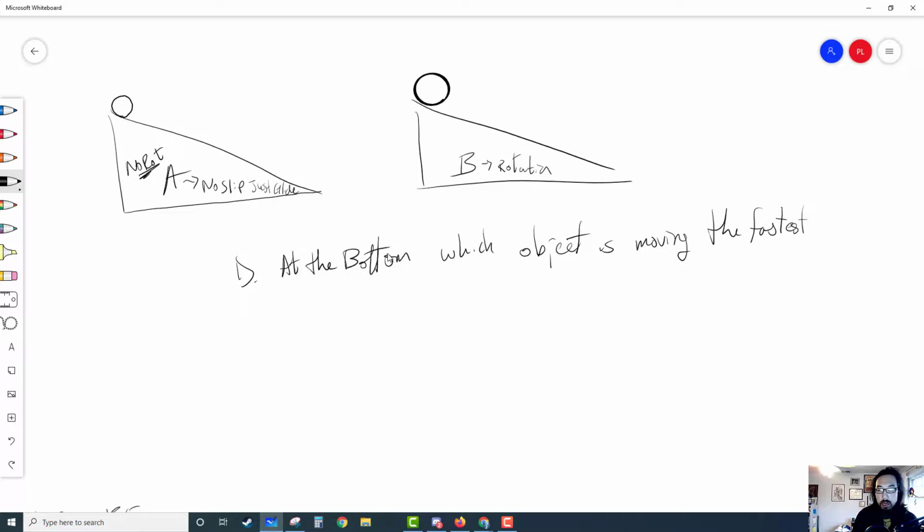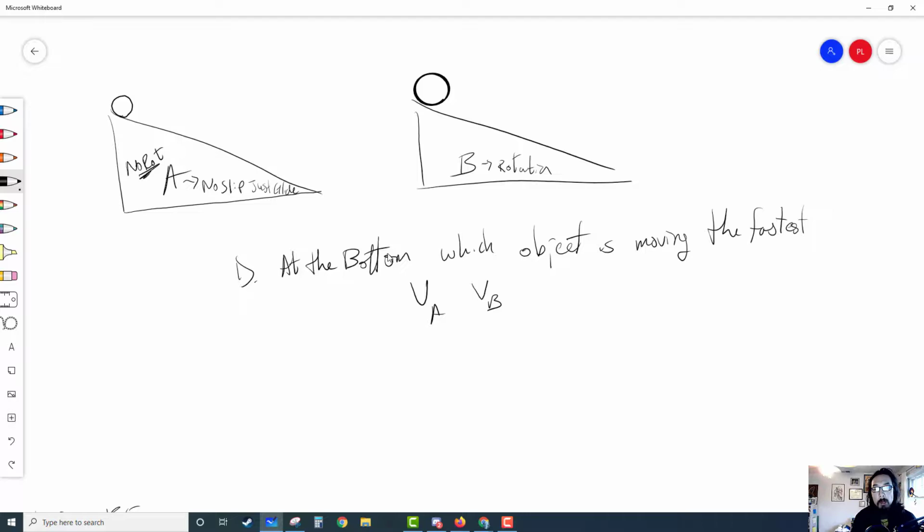So there's a couple of things. This is a very important question, and this is a question that you'll probably come across. At the bottom, which object is moving the fastest? So this is asking, is VA versus VB, which object has a greater velocity? And you can solve this conceptually. Knowing that the two objects are the same, the only difference is that in scenario A, it's not rotating, it's not rolling. In scenario B, it is rotating.